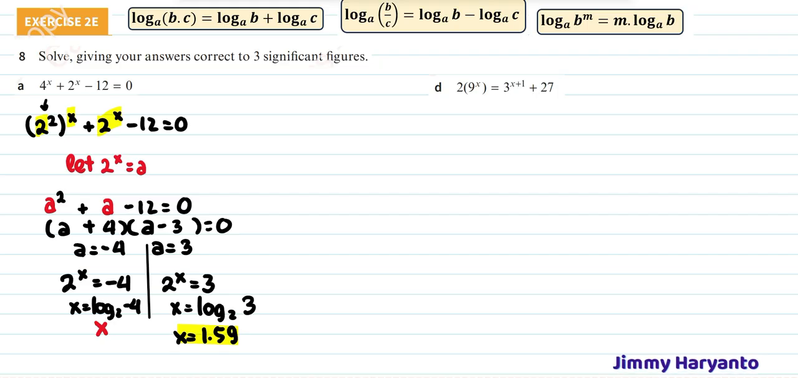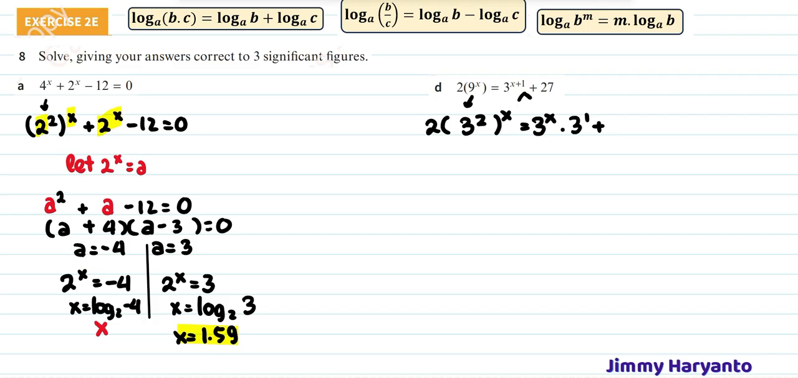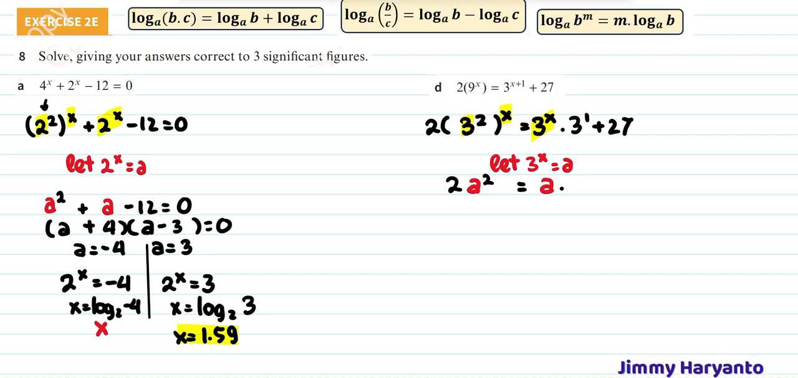Next is the second one. I want to change the 9 into 3 squared. We still have the x right there, and then I will split this one into 3 to the power of x times 3 to the power of 1 plus 27. And then I want to let the 3 to the power of x be a. Let 3 to the power of x equals a. We will have a right here and a right there, 2 right here, squared right here, equals right there, times 3 right here, and then plus 27.